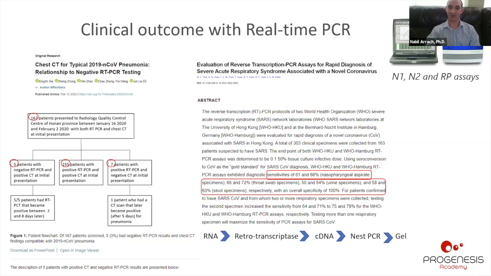So what study to believe? This is the most common question we get. It's what is the sensitivity and specificity of the test? And this is really the hardest question to answer, and I'll tell you why.